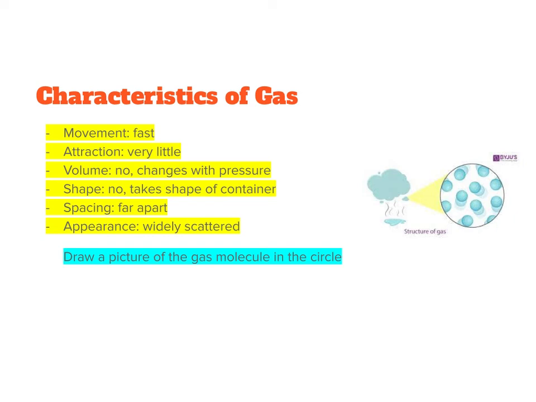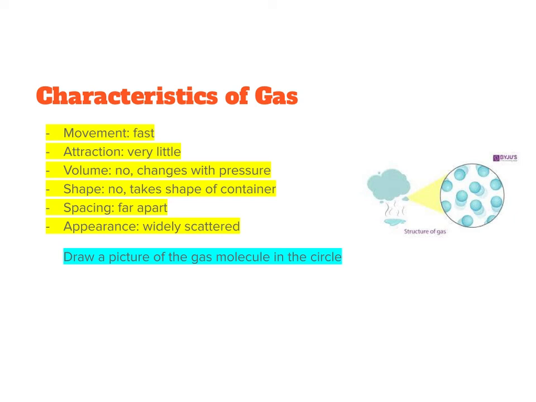Volume, none. It changes with pressure. Shape, nope. Takes the shape of the container. Spacing of the particles, far apart. You can see that in the picture there, how much space there is between them. And their appearance is that they're widely scattered. Unlike the solids, there's no columns or rows. You see a lot of space, and they're just kind of scattered apart.